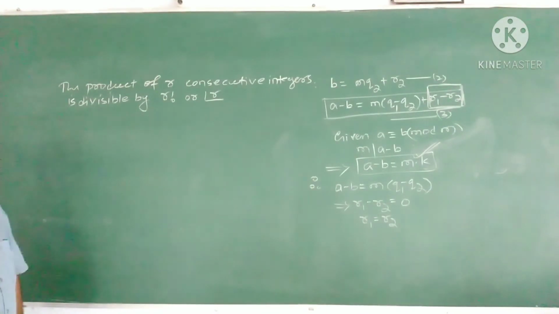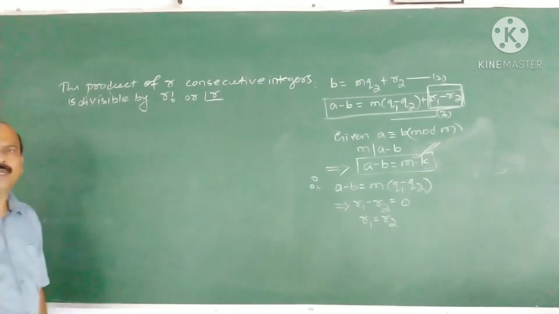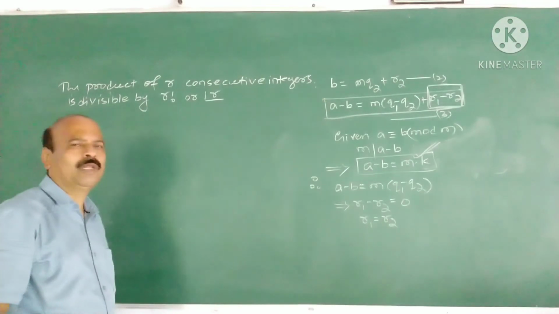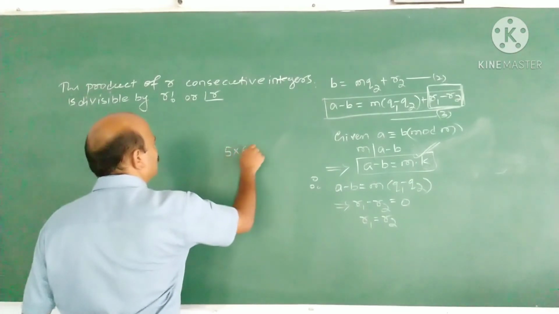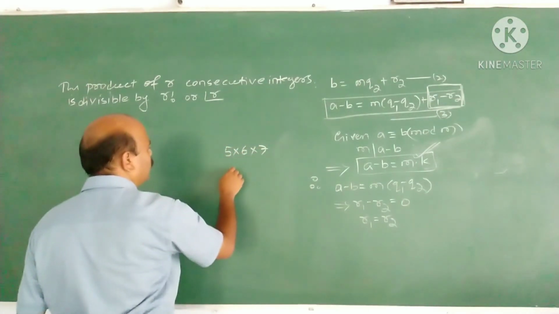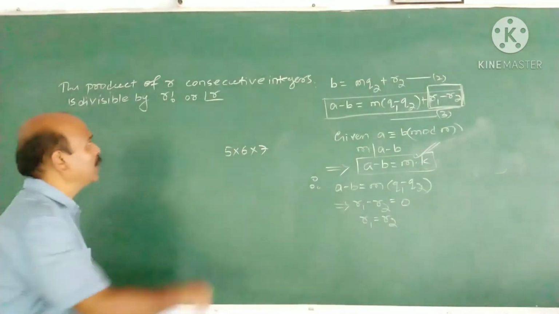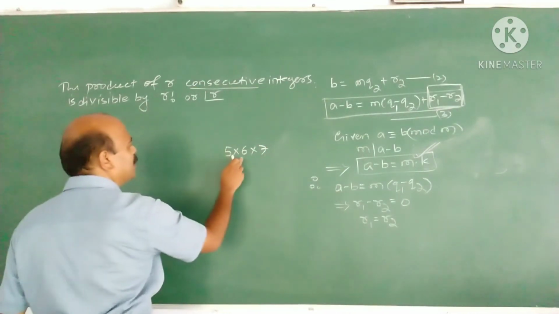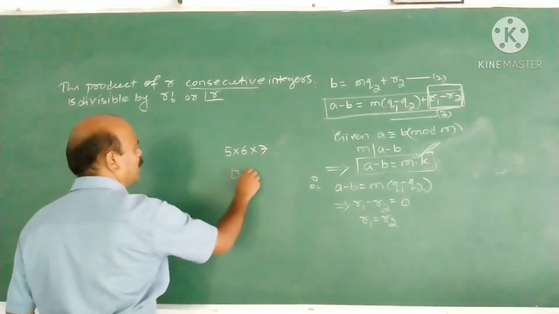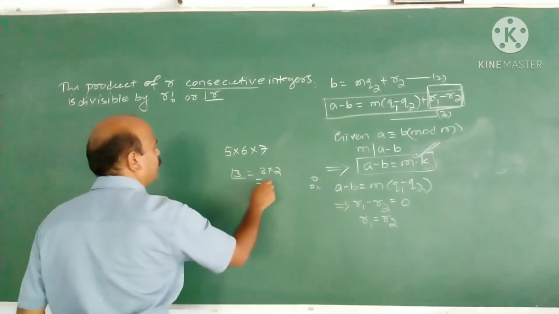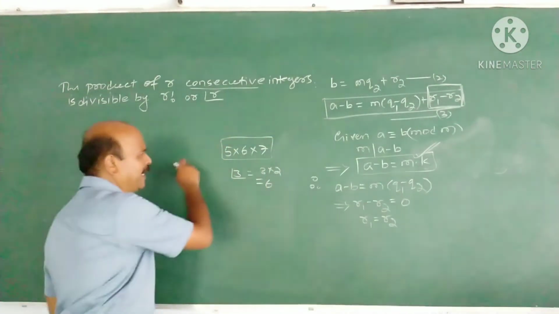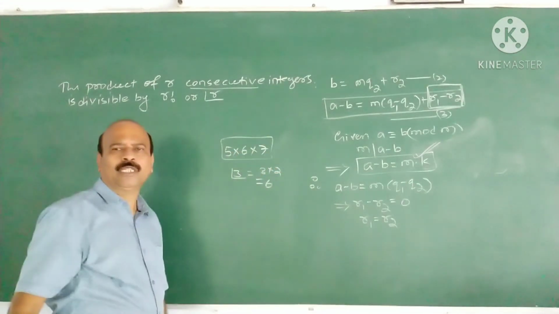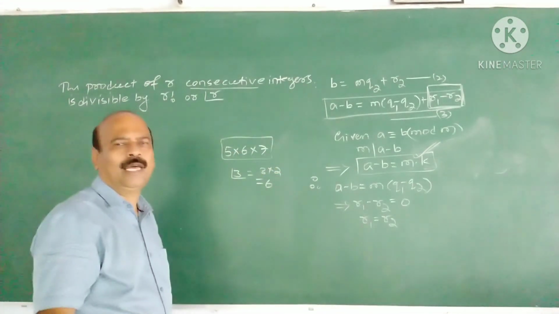The product of r consecutive integers is divisible by factorial r. I explain what this is by taking an example, then prove this one. Take 5 into 6 into 7. What is this? Product of 3 consecutive integers. That is important, consecutive integers. It is divisible by 3 factorial. What is 3 factorial? 3 into 2, 6. And you can easily verify it is divisible by 6. You can take any product of any r consecutive integers. It is divisible by factorial r.